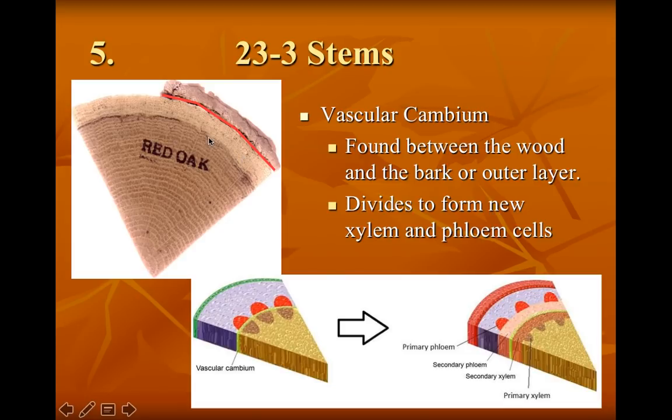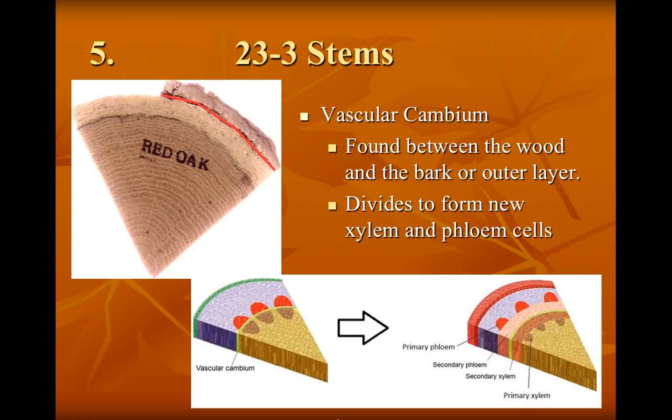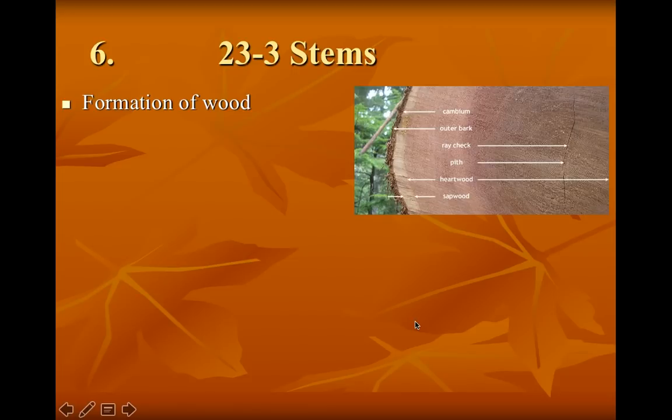It's not as simple as that. This is a much more easily understandable diagram just because it's all color-coded, compared to looking at this here, okay? But that's what vascular cambium does, okay? Speaking of which, let's talk a little bit more about what we would see with trees. The formation of wood is essentially what's caused by this vascular cambium, what you're seeing here.